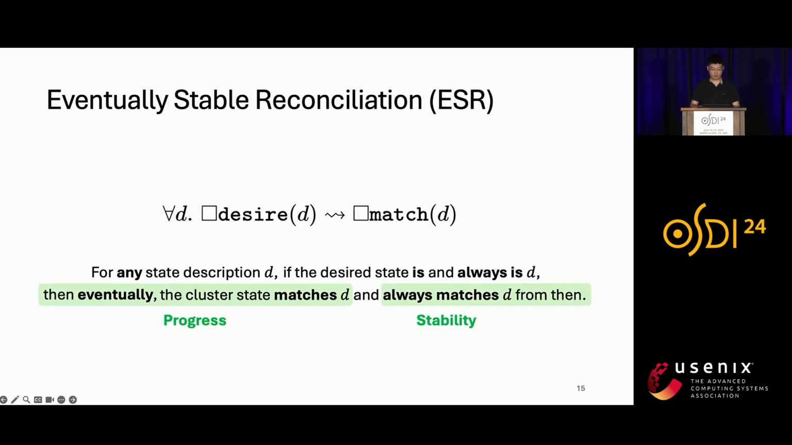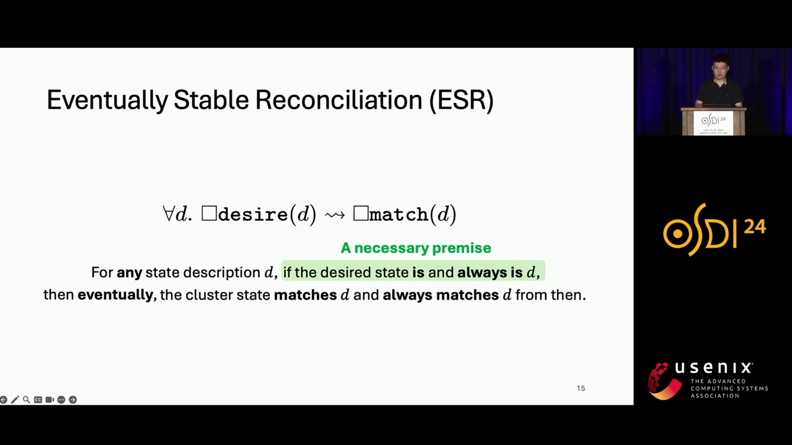ESR captures both progress and stability, and importantly, here there's a premise, that is, the desired state has to be fixed to D starting from some point. We need this premise because if the desired state keeps changing from D1 to D2 to DK and keeps changing, then the controller will keep chasing a moving target, and there's no way for the controller to guarantee any progress towards any version of the desired state.